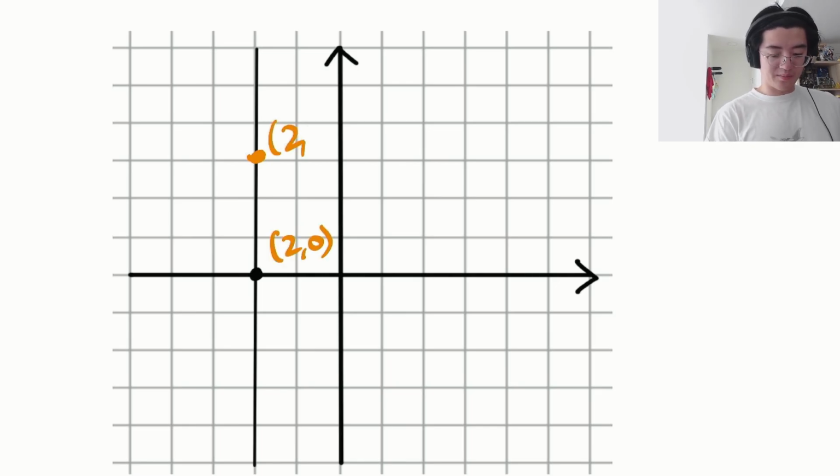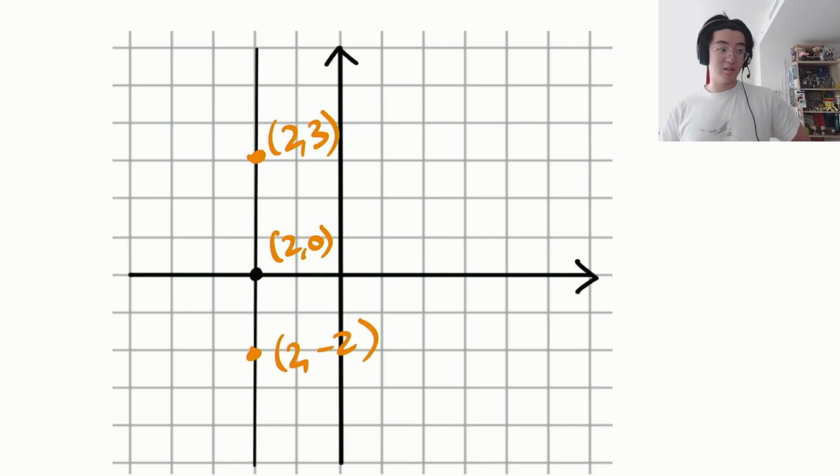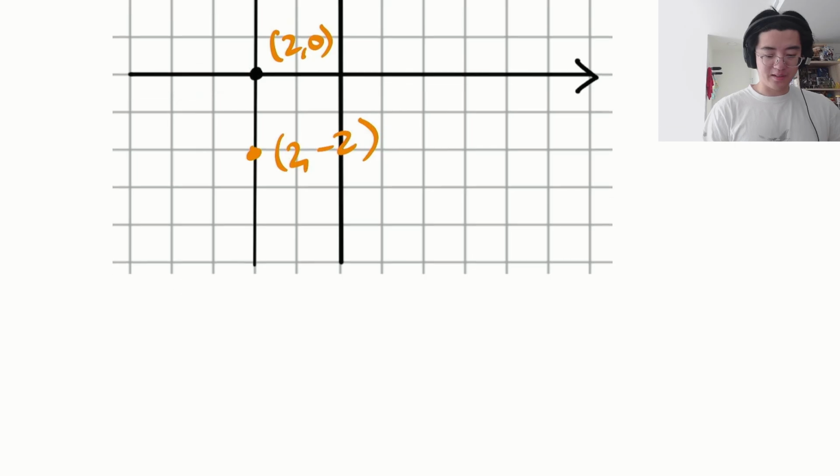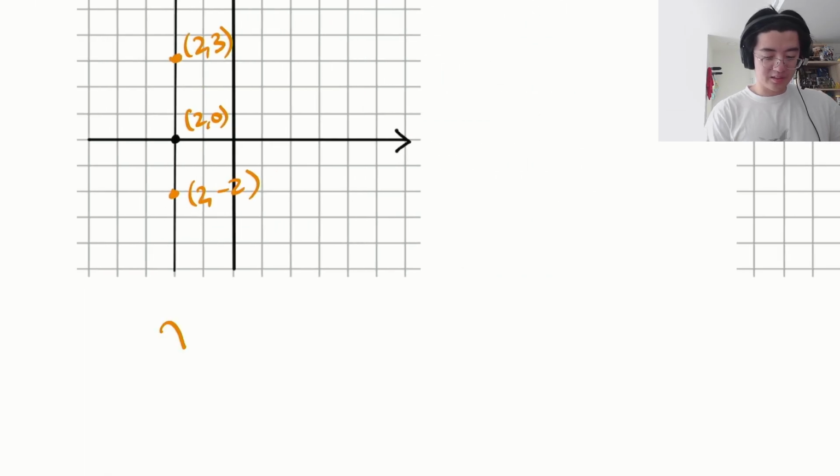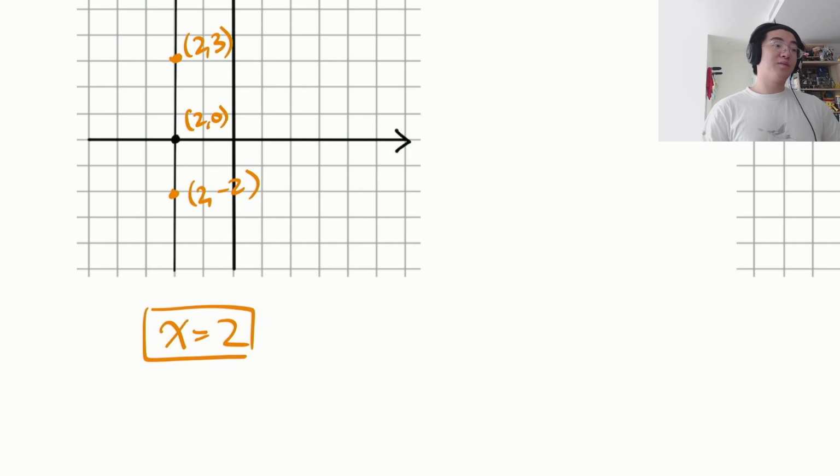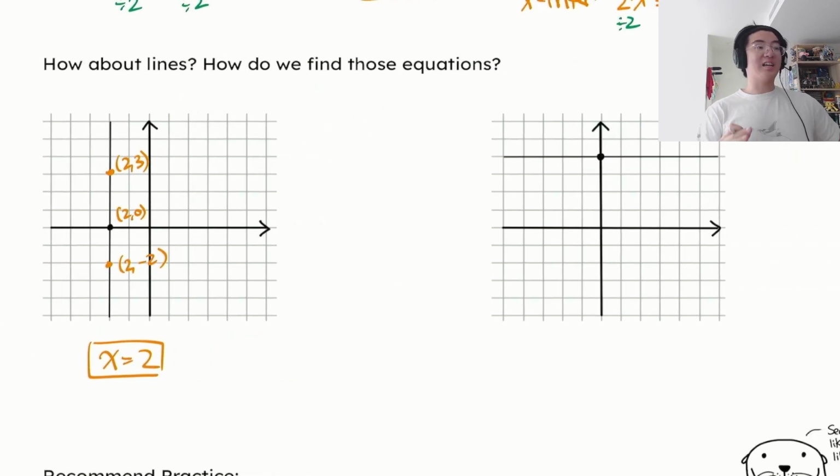This is like 2 comma 3. Right, point here, 2 comma negative 2. No matter where you go, the x is always 2. And now when that happens, the equation of the line is just x equals 2. Alright, so for a vertical line, it just means that the x is always the same value. So it's 2.